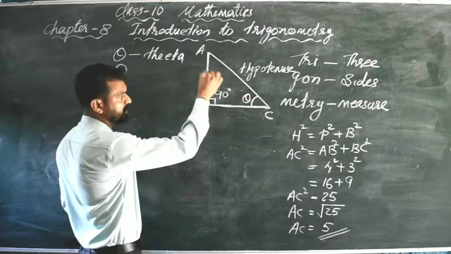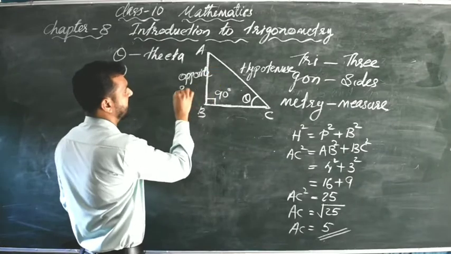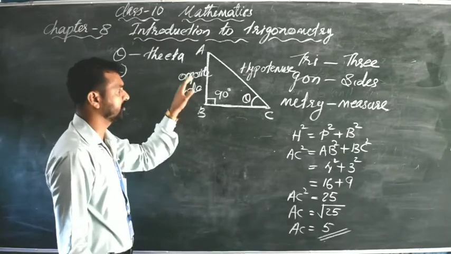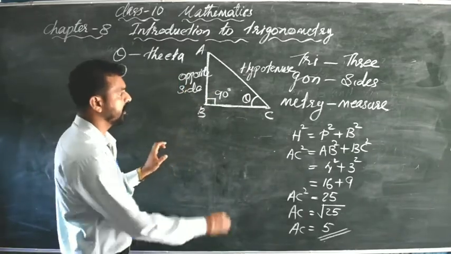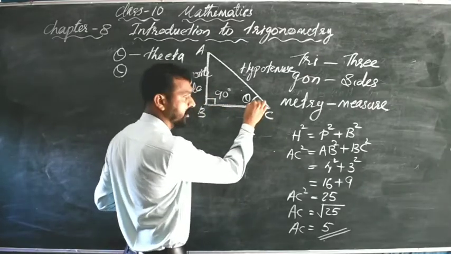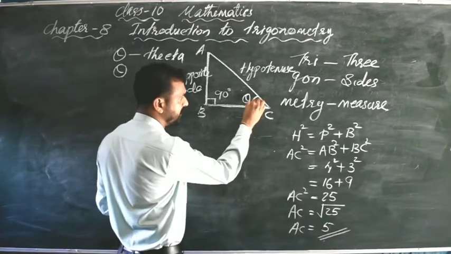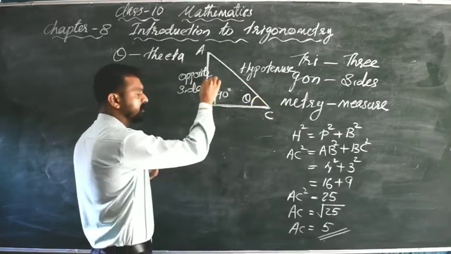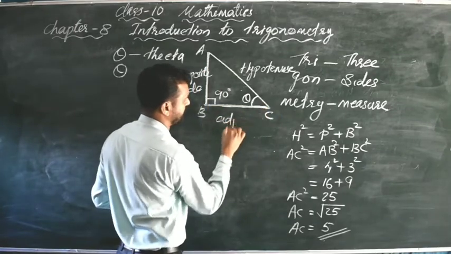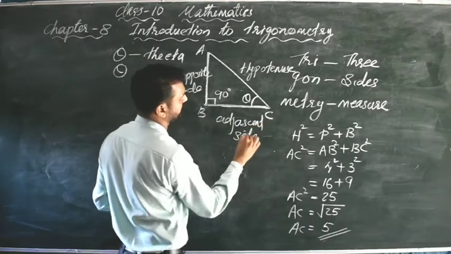So its opposite side is called the opposite side, the side opposite to the acute angle. And which one is the nearest side? This one is nearest to that angle. We are considering angle C as theta, so we look at that angle only. Its opposite side is called the opposite side, and its nearest side is called the adjacent side. This one is the adjacent side of theta.